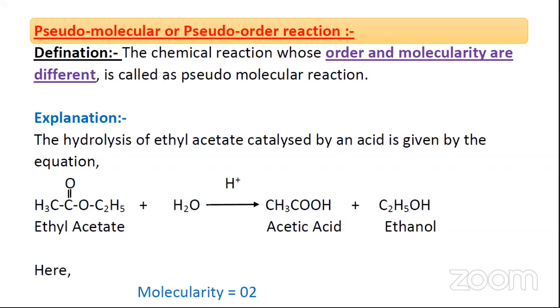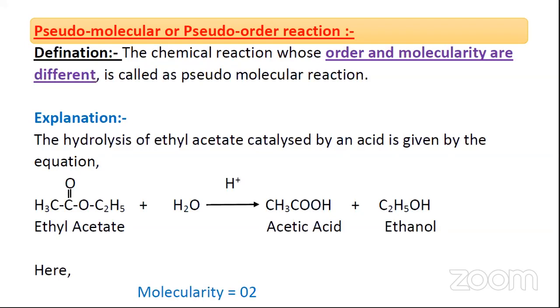Pseudo म्हणजे आभासी. ठीक. Definition: the chemical reaction whose order and molecularity are different is called a pseudo-molecular reaction. ज्या केमिकल रिएक्शनची ऑर्डर आणि मॉलिक्युलरिटी ह्या वेगवेगळ्या असतात अशा रिएक्शनला आपण म्हणतो pseudo molecular reaction.